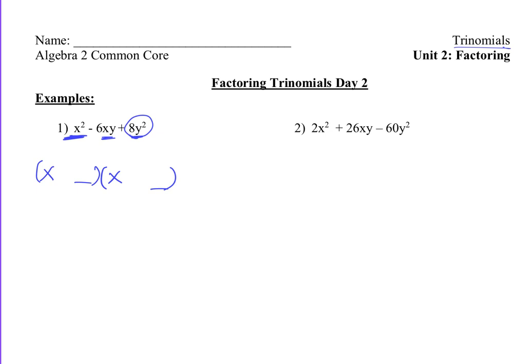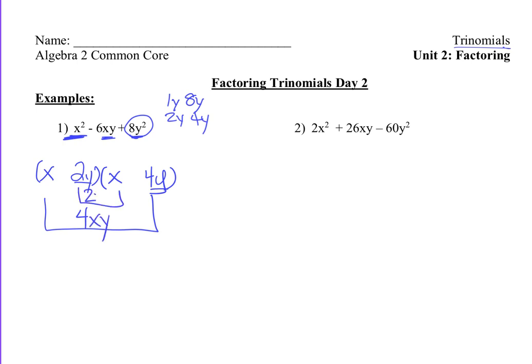So remember, we don't really care about the signs to begin with. We look at those later. All right, so we have 8y squared can be 1y and 8y, and 2y and 4y. So like we always said, put the two numbers that are closest together. So 2y and 4y are closer together. So then we just multiply the outsides. So that's 4xy. And we multiply the insides. That's 2xy. And when we add these together, we get 6xy, which is what we're looking for.